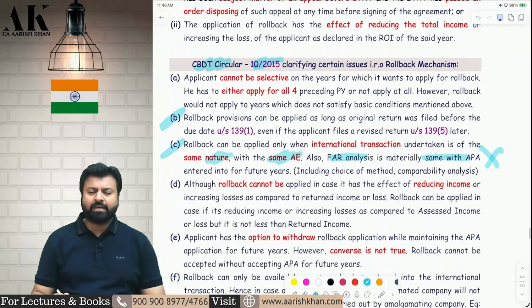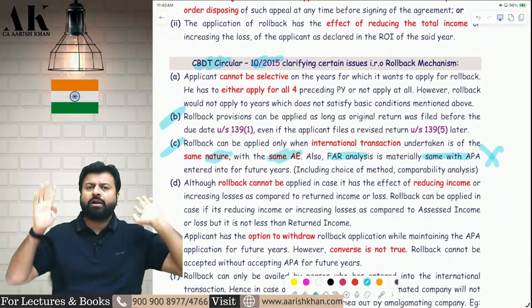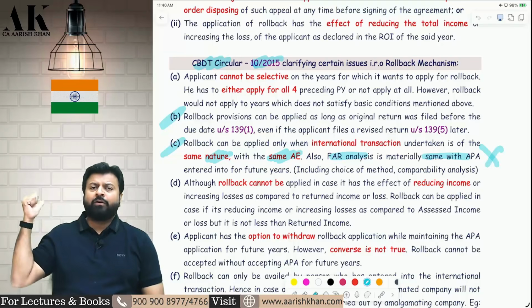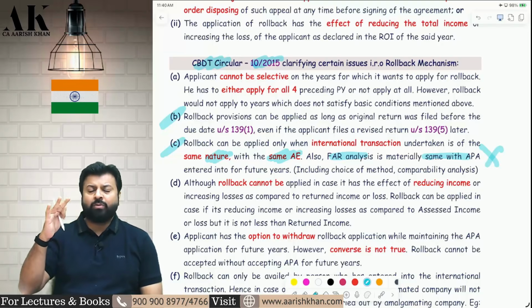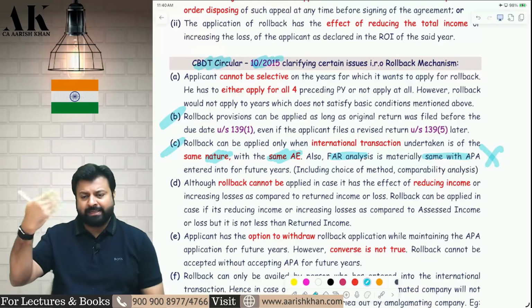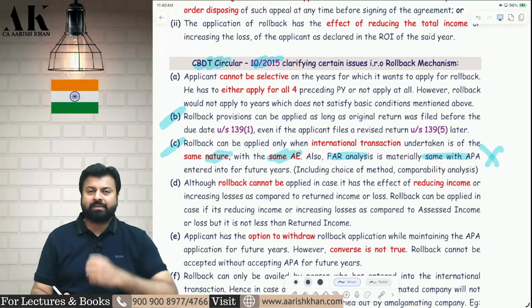Sir, what do you mean by this? Sir, in one of the years, I have not entered into a transaction. The transaction is royalty. In only 3 of the 4 years, we have entered into a transaction of royalty with the same associate entity. In 1 year, we have not. Then can I go for rollback of the remaining 3 years? Yes, in that case, you can go for rollback for the remaining 3 years.